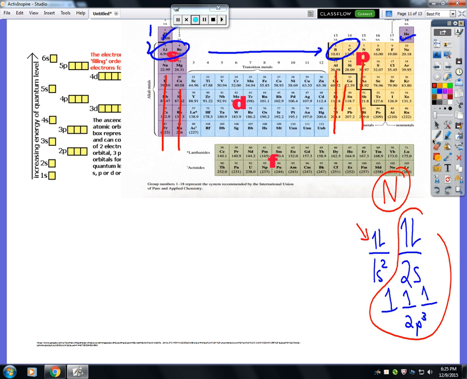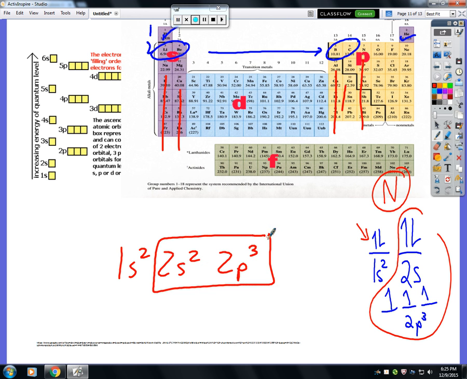Okay, I'm going to rewrite this here. 1s2, 2s2, 2p3, nitrogen. Box the valence electrons. I just have my electron configuration here, don't I? This arrow part's called orbital diagram.